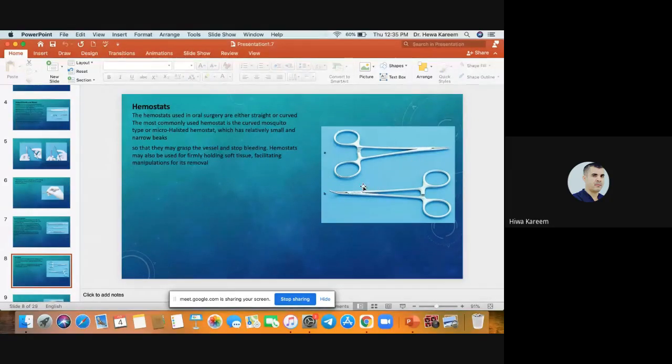The mosquito, in the beak it is parallel, and inside it is parallel.